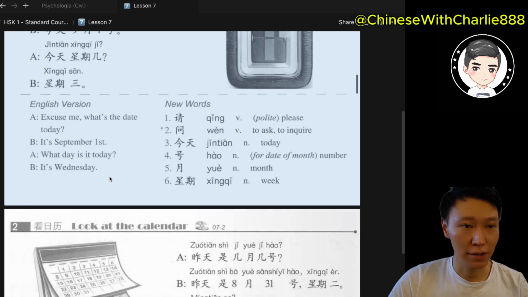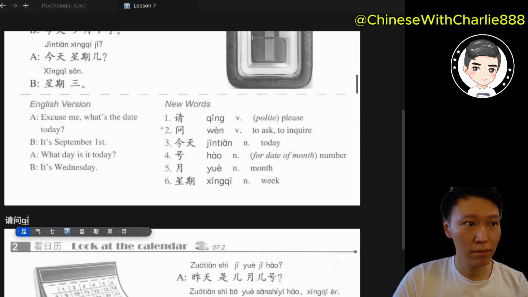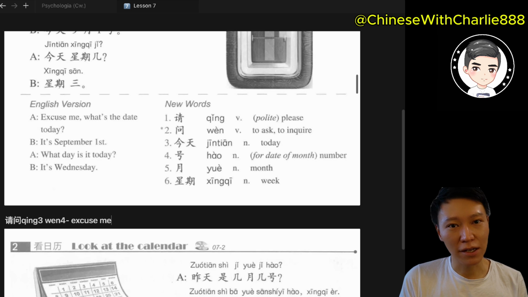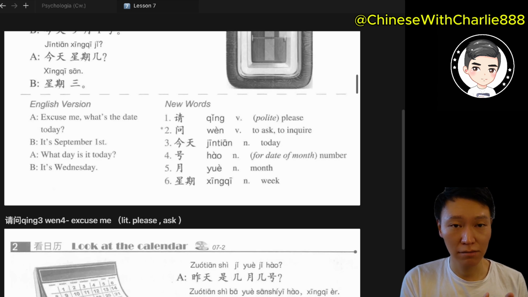Alright, so first of all, let's look at this expression. 请问, okay? 请问 means excuse me. Literally, 请问 means please ask, because 请 means please, 问 means ask. So I will write the literal meaning here: please and ask.